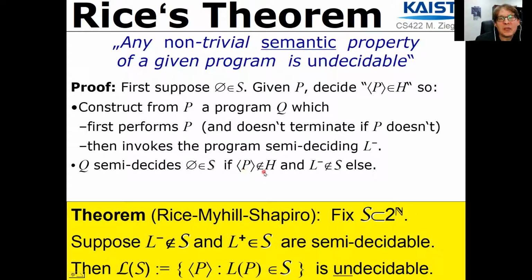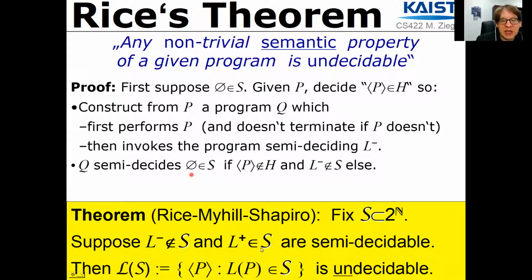If the given program does not terminate, it does not belong to the halting problem. Whereas if the given program does terminate, it does belong to the halting problem, then the newly constructed program Q semi-decides L minus, which is exactly the definition of this semi-decision problem. In the first case, the subset semi-decided by the new program Q is the empty set, which belongs to S. In the second case, it's a set L minus, which does not belong to S.